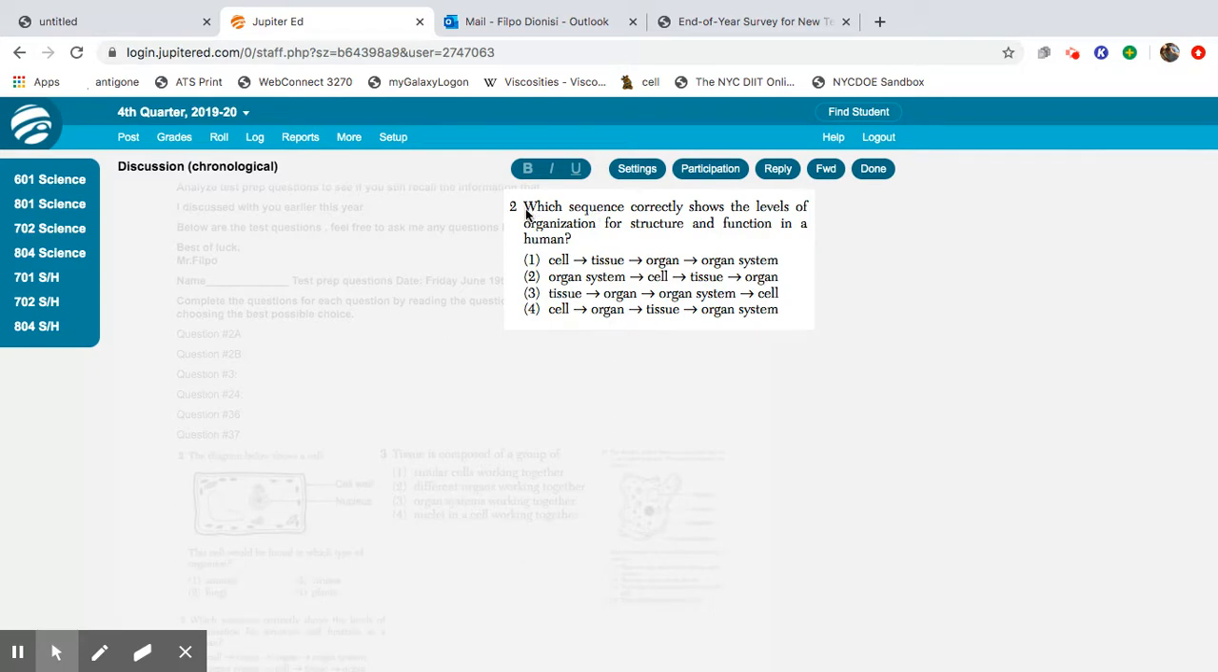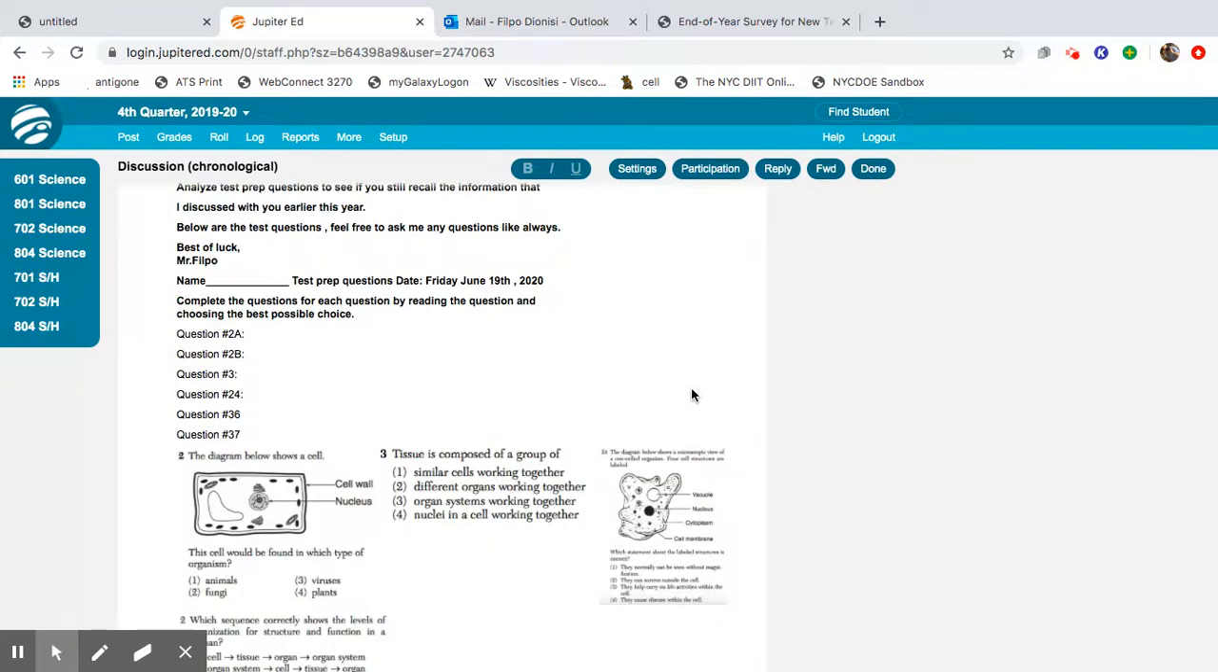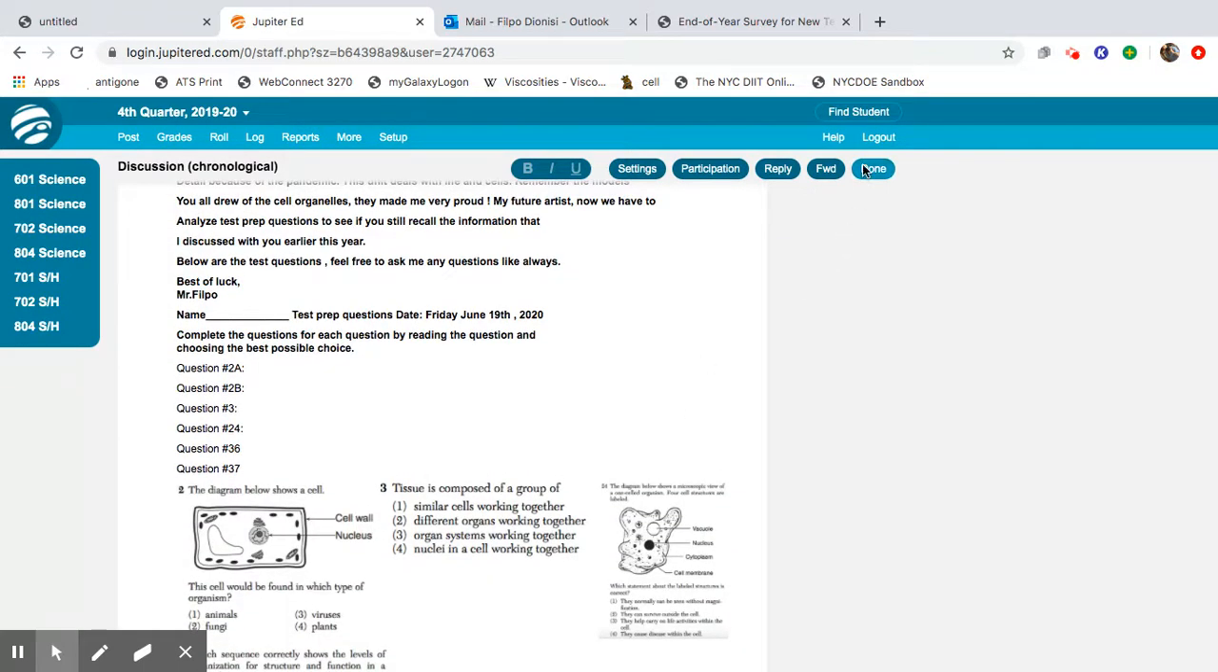Question 2B. I feel like I'm forgetting a question. Which sequence correctly shows the level of organization for structure and function in a human cell? So in this question, you have to look at the organization. I said it previously in the video: is it cells, tissues, organs, organ systems? Is it organ systems to cells, to tissues, to organs? So ask yourself this, read these responses and try to figure out the organization. I'll give you a hint. It's somewhere in this chat. So you've got to do some research.